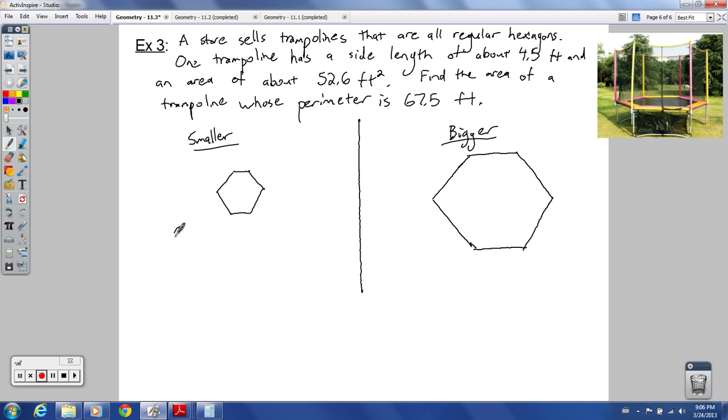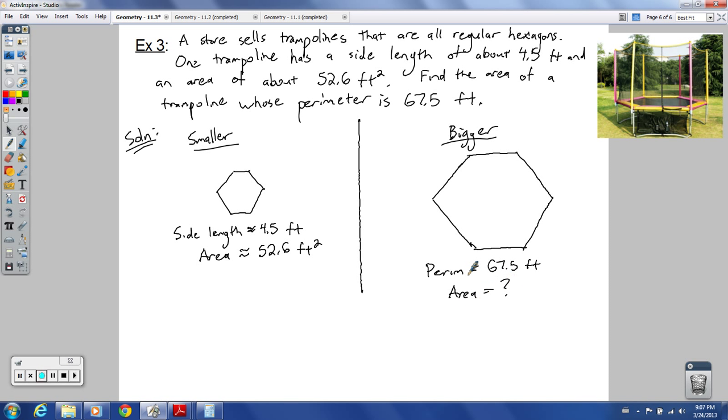And so the smaller one, the bigger one, the side length, we know in this one, this is my solution here, so let's put that SOLN for solution. The side length is 4.5 approximately, it says. It's about that, 4.5 feet. And the area is approximately 52.6 feet squared. And with the bigger one, it says the perimeter is 67.5 feet. The area we don't know, so I'm going to put a question mark right there.